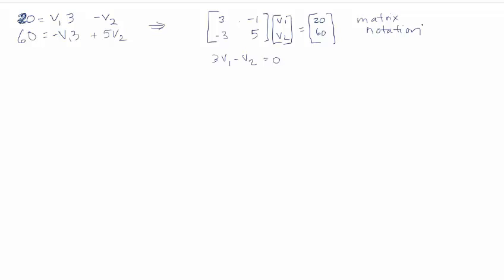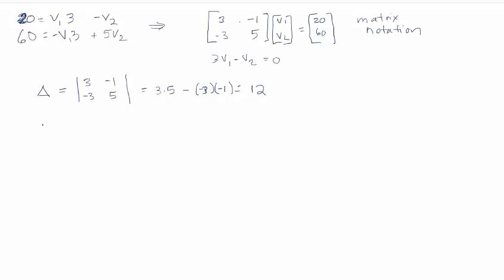So when I have matrix notation, I can use Cramer's rule to solve for the unknowns V1, V2. So first thing you have to find is the determinant of the matrix, which is given a symbol delta for a determinant. And so this is the determinant of 3, -1, -3, 5. And so it's this times this, 3 times 5 minus this times this. So 3 times 5 minus 3 times -1, and that is 15 minus 3, so equals 12. That's the value of the determinant.